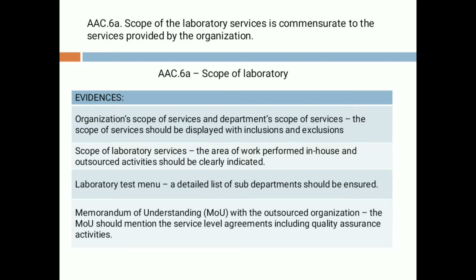Objective element AAC.6a speaks about the scope of laboratory. Evidences are organization scope of services and department scope of services. The scope of services should be displayed with inclusions and exclusions. Scope of laboratory services: the area of work performed, in-house and outsourced activities should be clearly indicated. Laboratory test menu: a detailed list of sub-departments should be ensured. And the MOU should mention the service level agreements including the quality assurance activities.